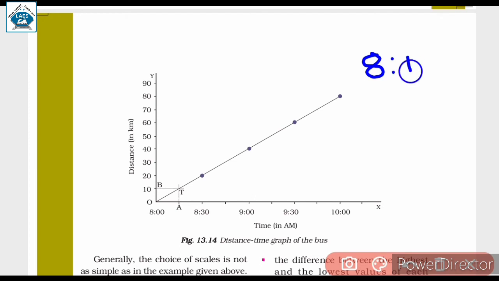8:15 a.m., this is the time. So we are asked what is the distance covered by the bus at this time. So what we are going to do is we will mark a point and draw a line that is perpendicular to the x-axis. That is, this line will be parallel to the y-axis.